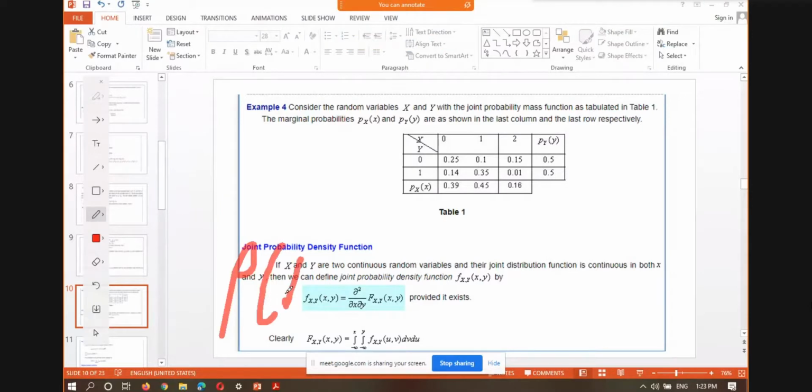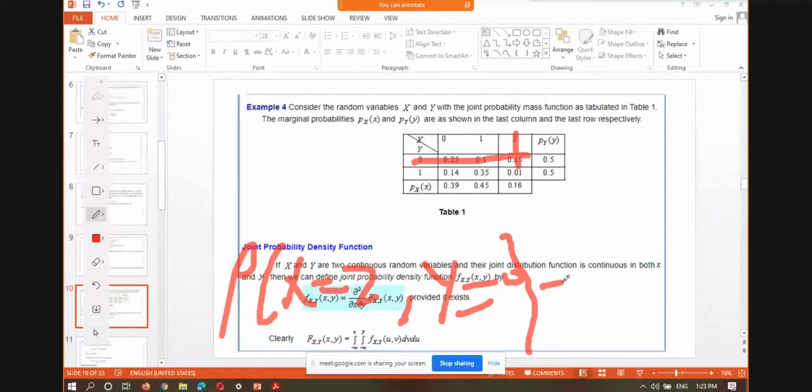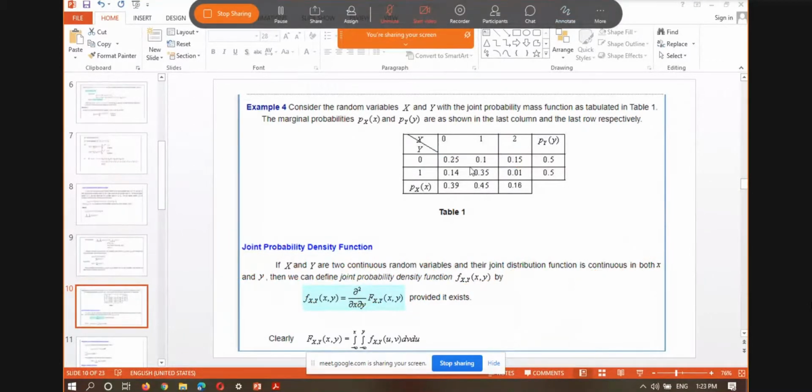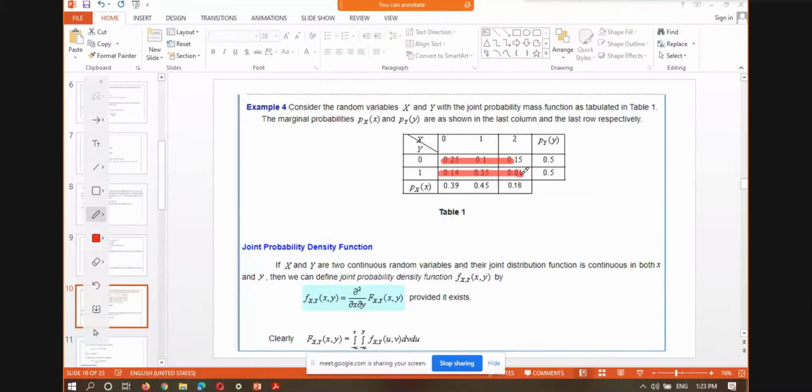Yes. X equals 2, comma, y equals 0. So you see this intersection point, this is the intersection point. So what is the value? 0.1. So we have given here the joint probability mass function for the random variables x and y. And it is actually this one. These two values are giving us the joint probability mass function for the random variable x.